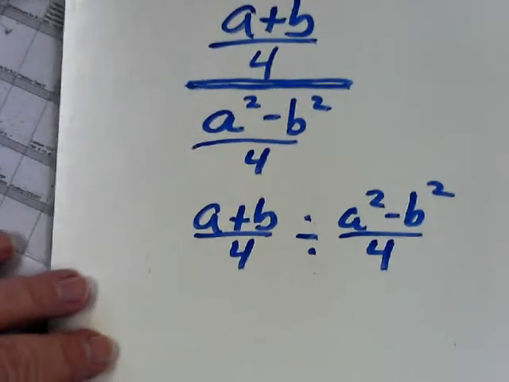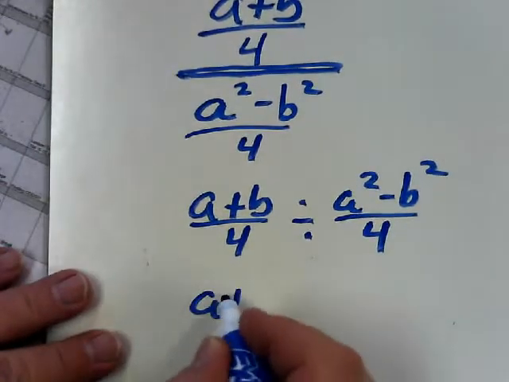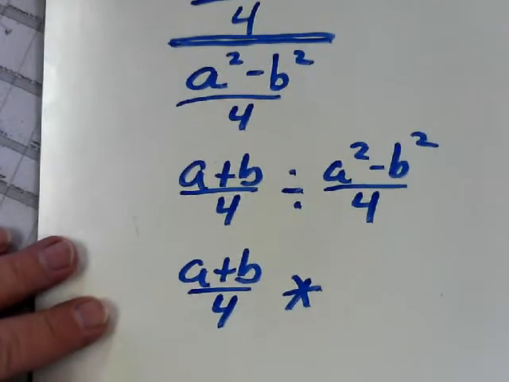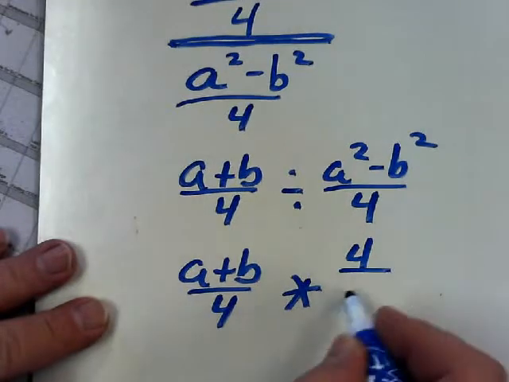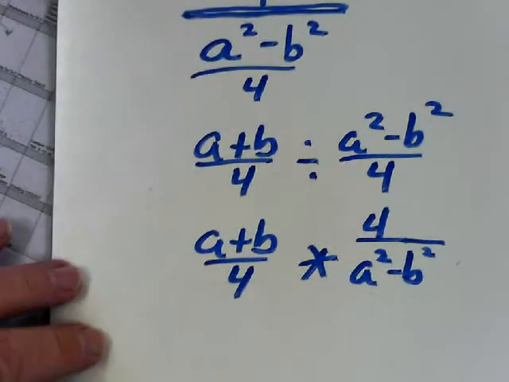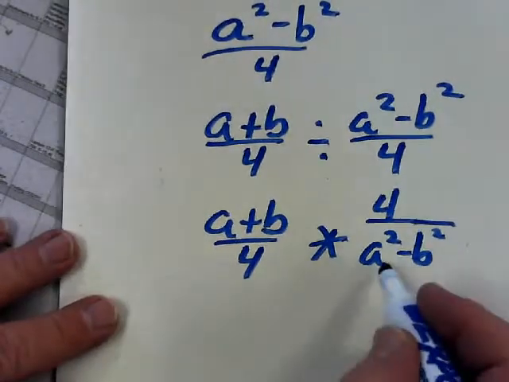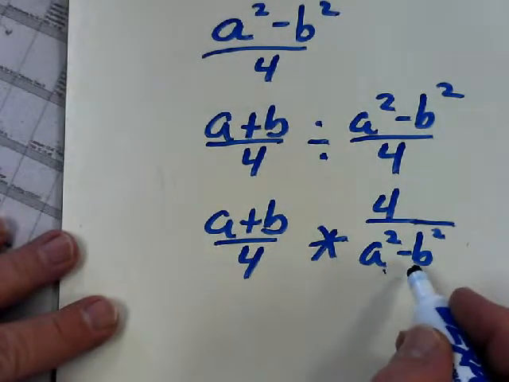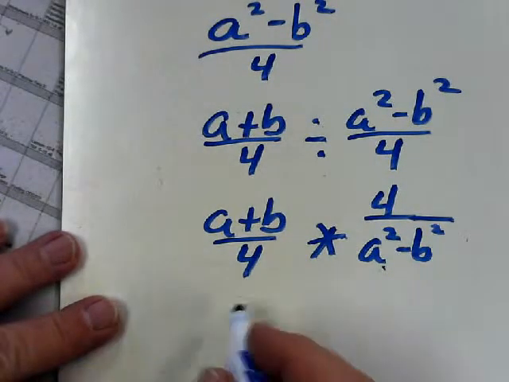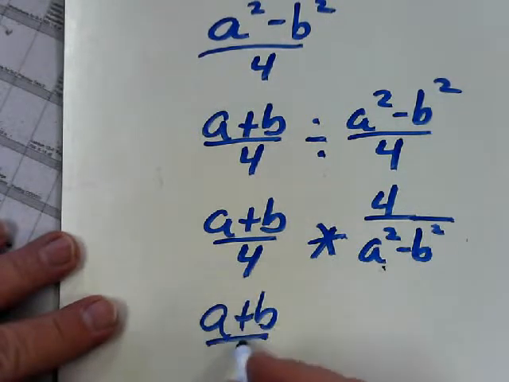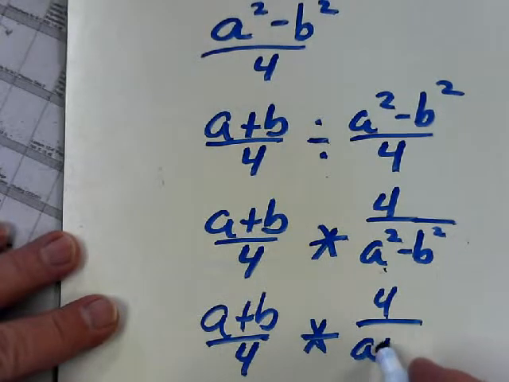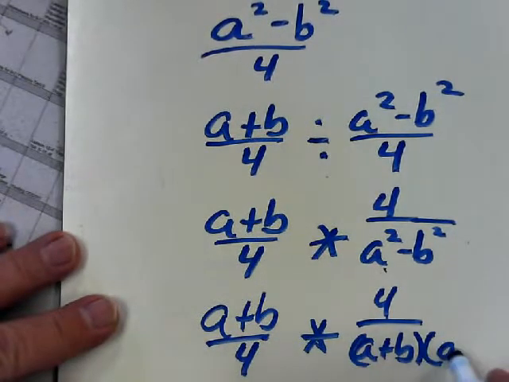Flip it. Yeah, inverse. You said change it to multiplication, flip the divisor, and multiply. This happens to be a quadratic that's factorable because it's a difference of 2 squares, isn't it? So I'd have a plus b over 4 times 4 over a plus b, a minus b.